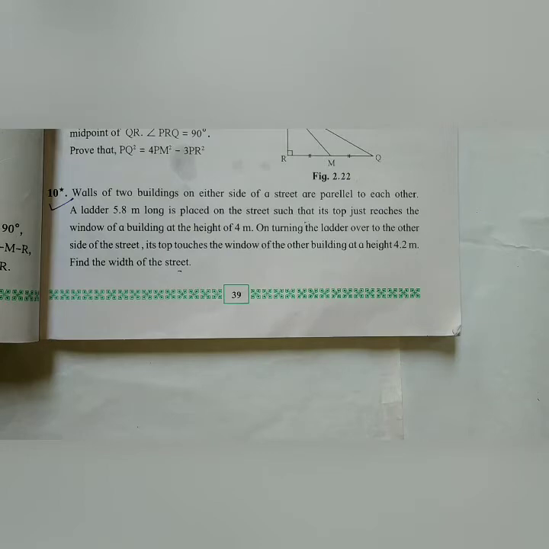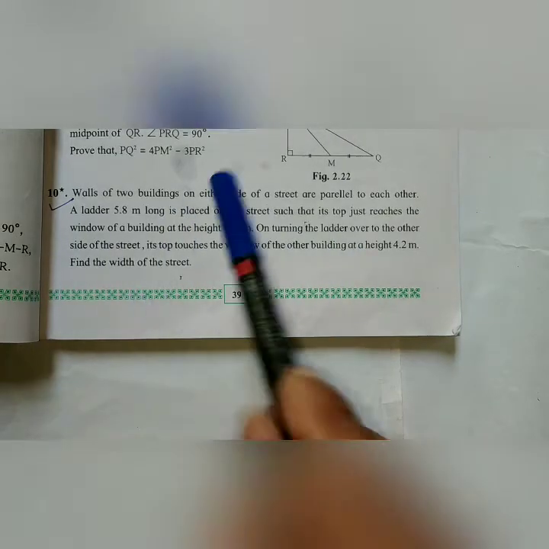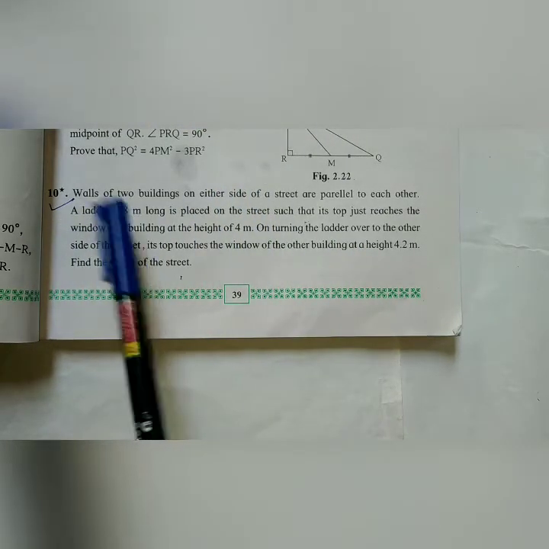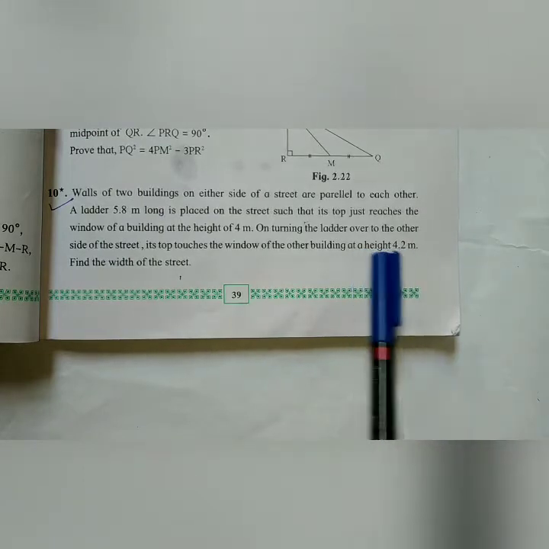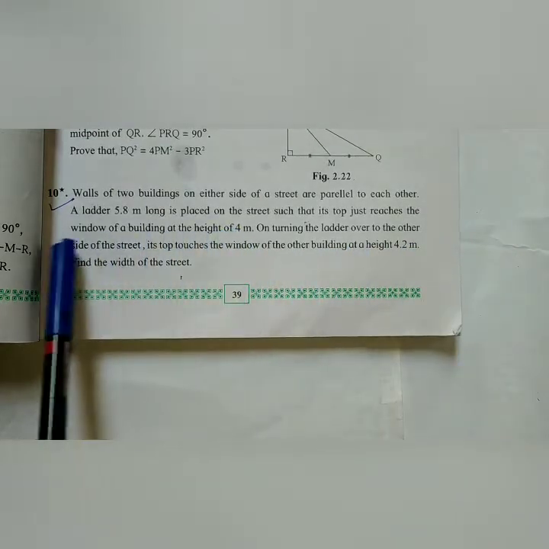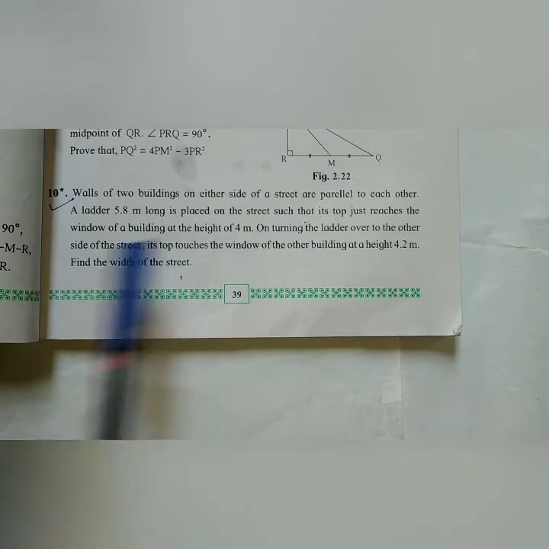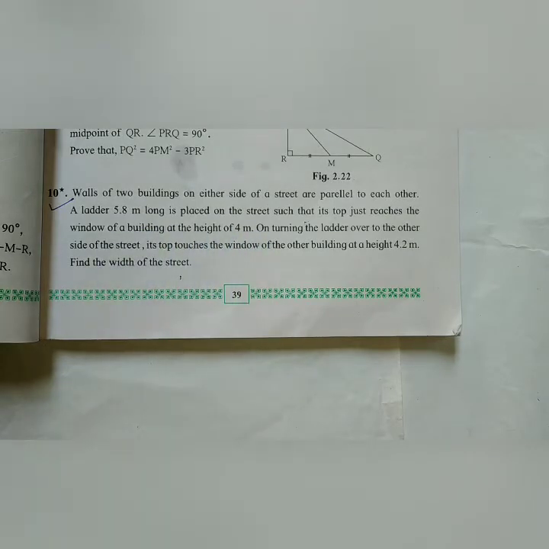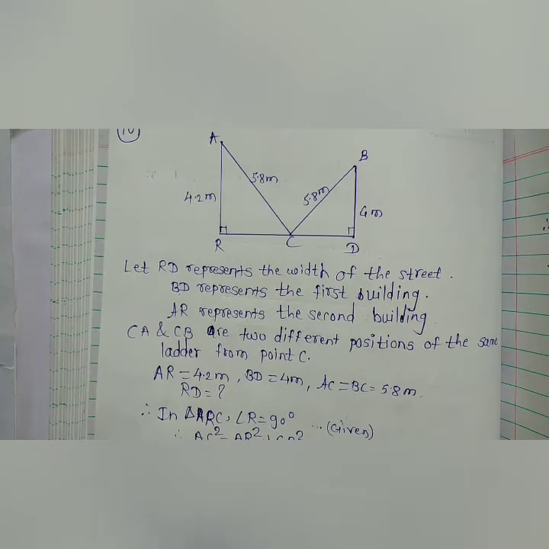First, we draw the figure using this information. Here the ladder length is given as 5.8 meters, the other height is given as 4.2 meters, and the window of the building is at a height of 4 meters. We have to find the width of the street. Now the figure is here.